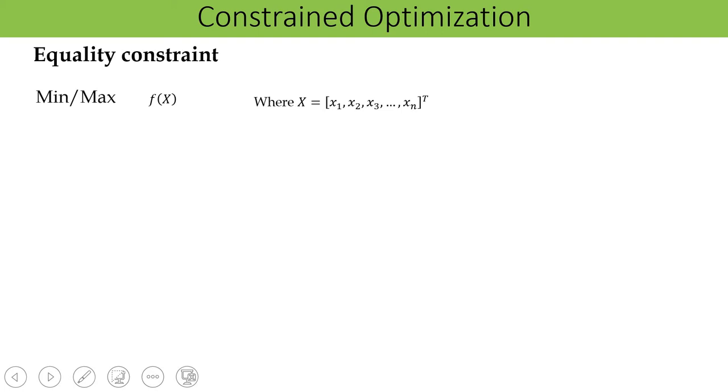As I said, for the problem with equality constraint, I can write minimization or maximization of f(x), subject to zj(x) equal to 0, and we have a total of m constraints. It's a multivariable problem, so we have up to n variables.